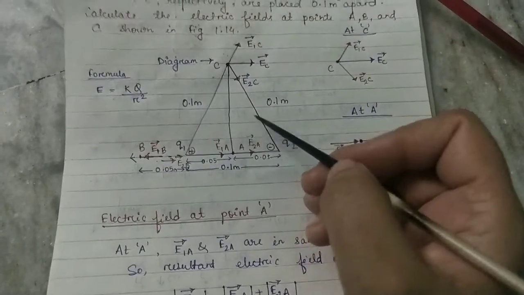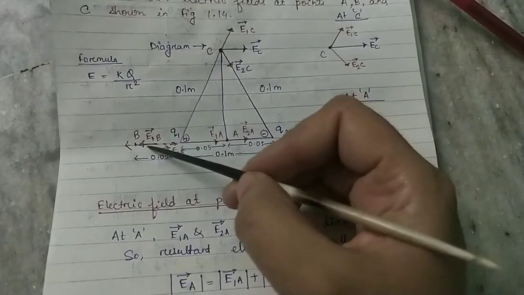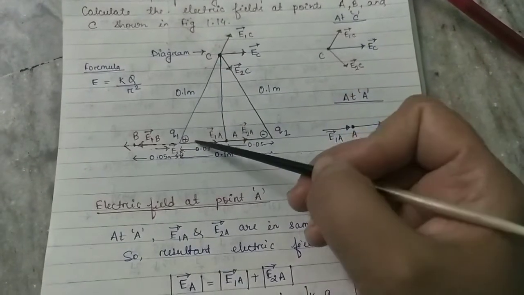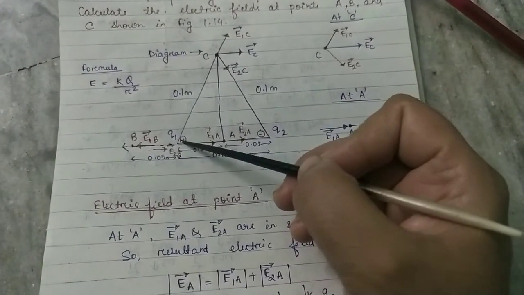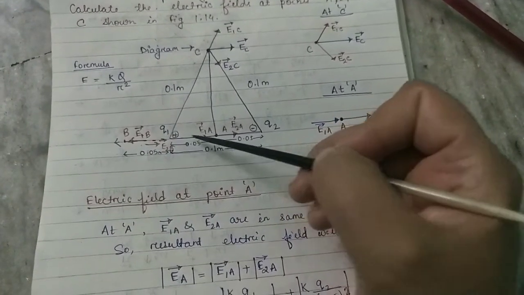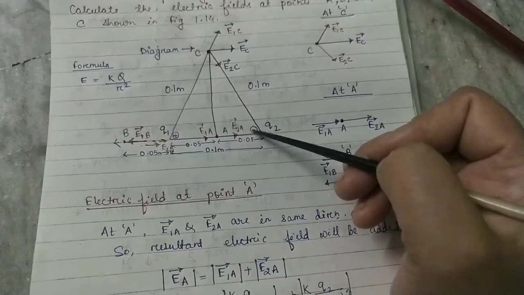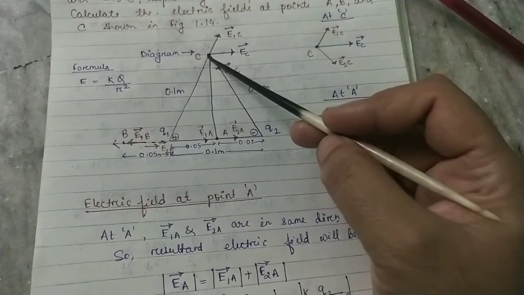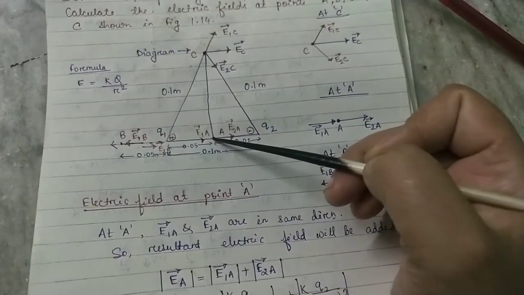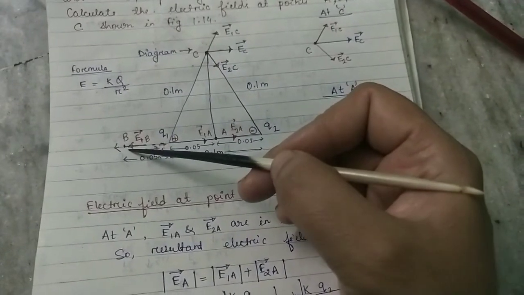Next, we have to find the electric field at point A. This is point A, then B and C. And where are the two charges? The plus charge is situated at Q1, that means Q1 is the plus charge and Q2 is the negative charge, that is minus. C is the point where we have to find the electric field. A is the point where we have to find the electric field. Again B is a point where we have to find the electric field.